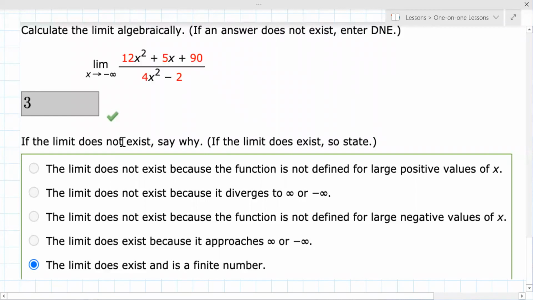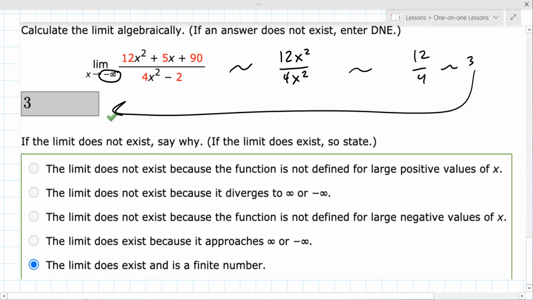Let's talk about why it really doesn't matter here. Roughly, this thing that you're looking at can be approximated by 12x squared over 4x squared. And you know that it's going to be 12 over 4, which is 3. That's how you got this. But it's going to negative infinity this time. If you have a number and you're squaring it, does that matter? No, because it becomes positive. Same thing down here, so the sign cancels. Even if it was positive infinity, you would get the same thing.